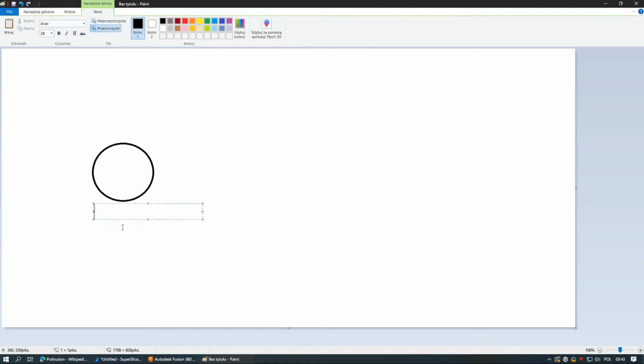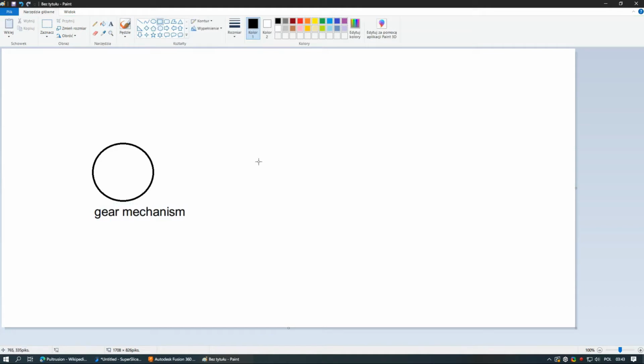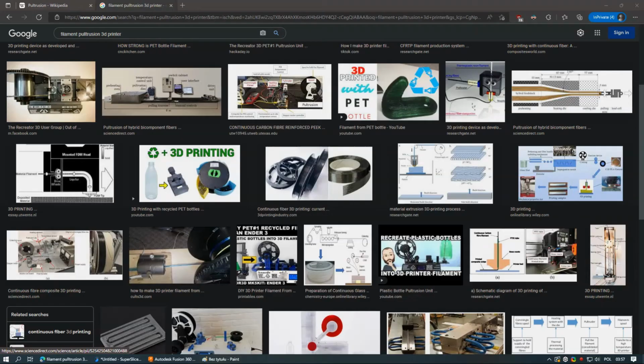The basics of pultrusion is some sort of gear mechanism, a hole with a heater, and this is it. A pultrusion machine can be built in numerous ways and doesn't have any irreplaceable parts. For example, I have seen at least 5 different gearbox mechanisms to do the actual pulling. There are several open source projects that you can find yourself, such as PetPuller2 or Recreator 3D and many others.